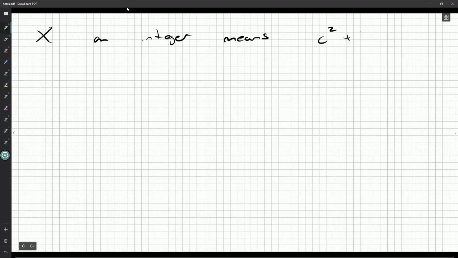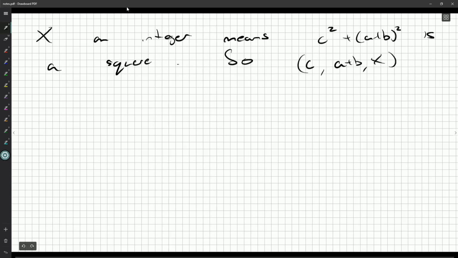Okay, so first things first. X being an integer means c squared plus a plus b squared is a square. So c, a plus b, x is actually a Pythagorean triple. Okay, that didn't take that long to show. Okay, so that's fine.